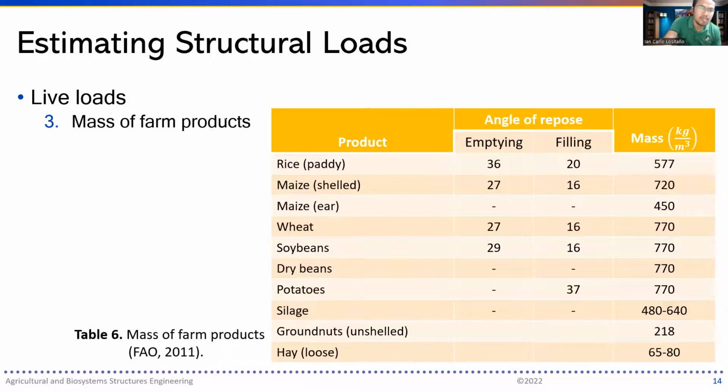And then you have your mass of farm products. Different products have different weights and different angles of repose depending on the activity, for emptying and for filling. You have also your mass of the material. For rice that is in paddy form, it's 577 kilograms per m3. Maize, shelled, maize with ear, wheat, soybeans, dry beans, potatoes, silage, groundnuts, and hay.